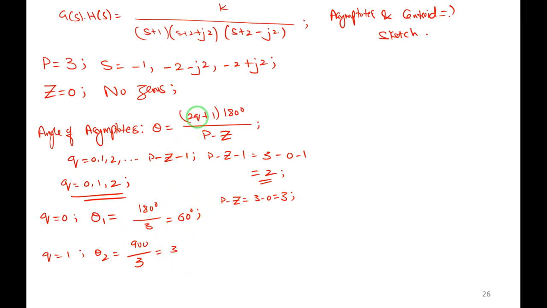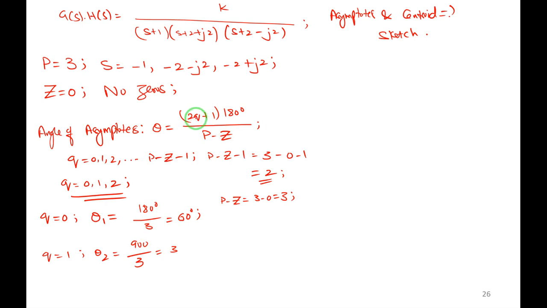Q equal to 1, if I substitute, what will happen? Sir, it's 540 divided by 3. That only, somewhere I have, that only I am searching. So Q equal to 1 means 2 into 0, 2 plus 1, 5. 5 into 180 degree, I am getting 900. No. Why is it 540?